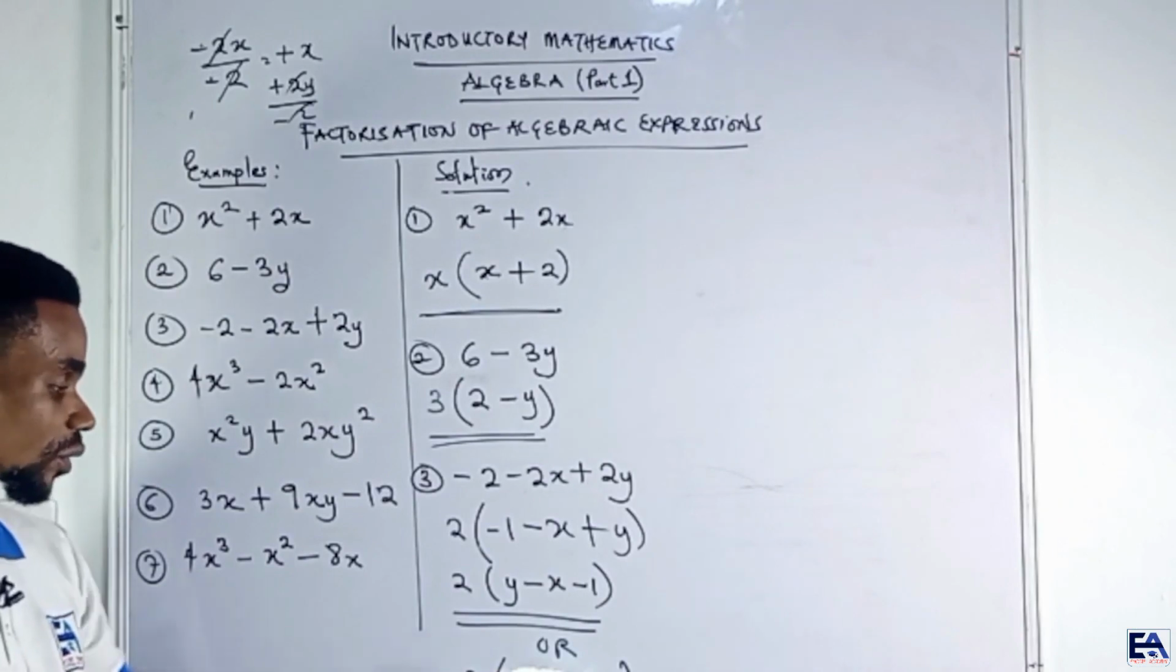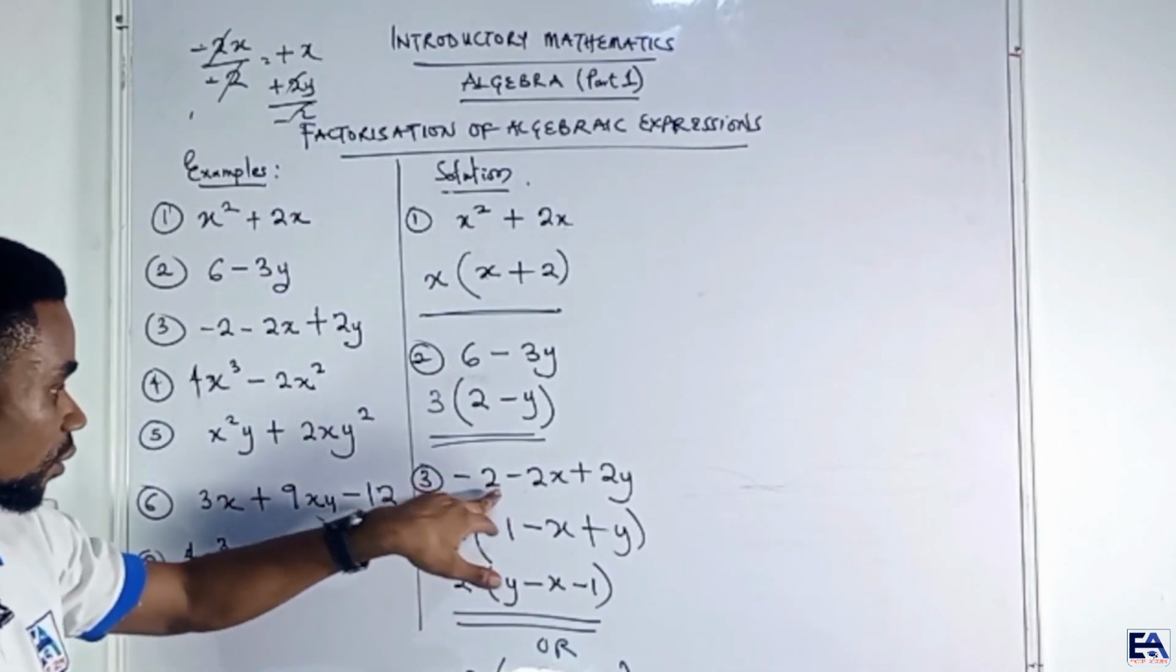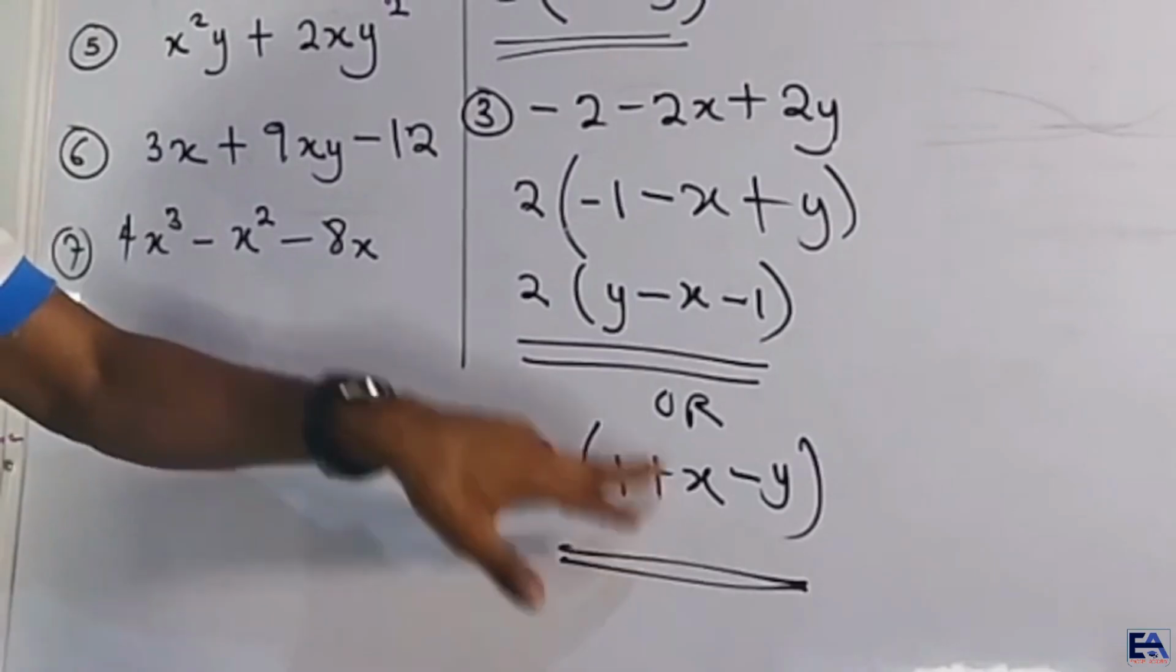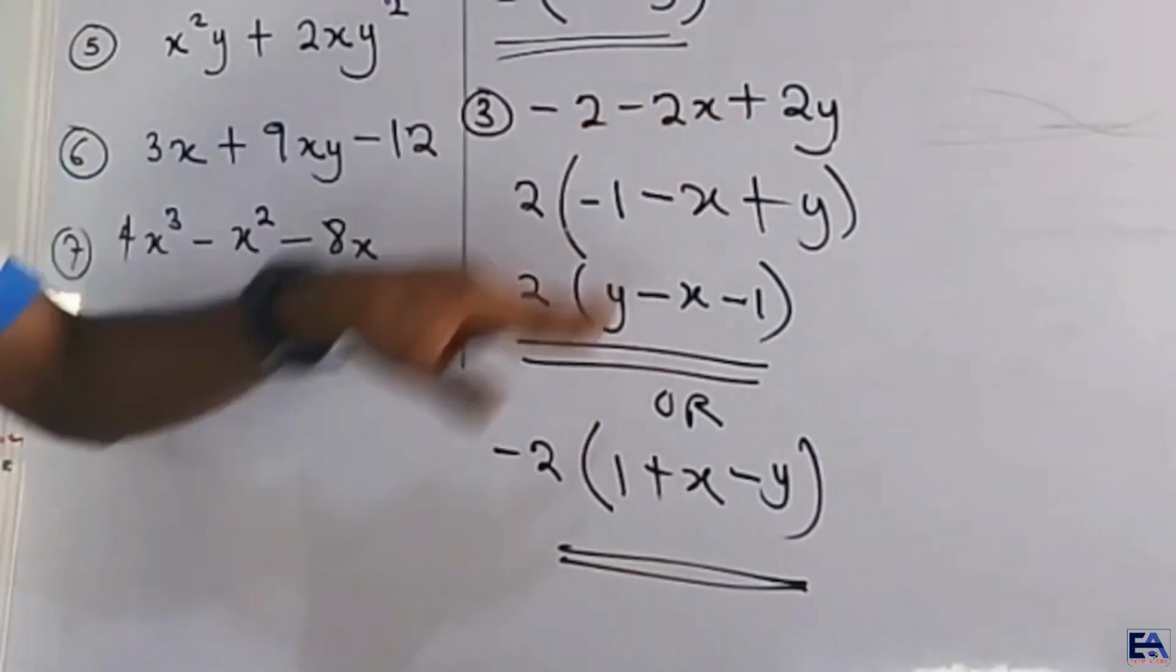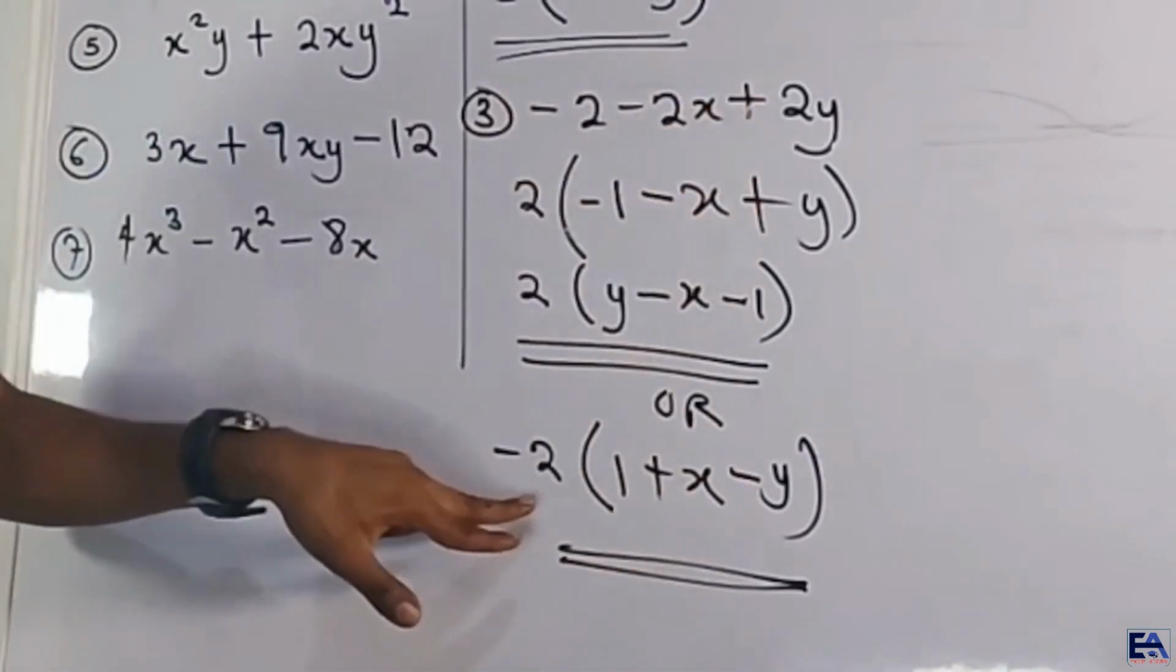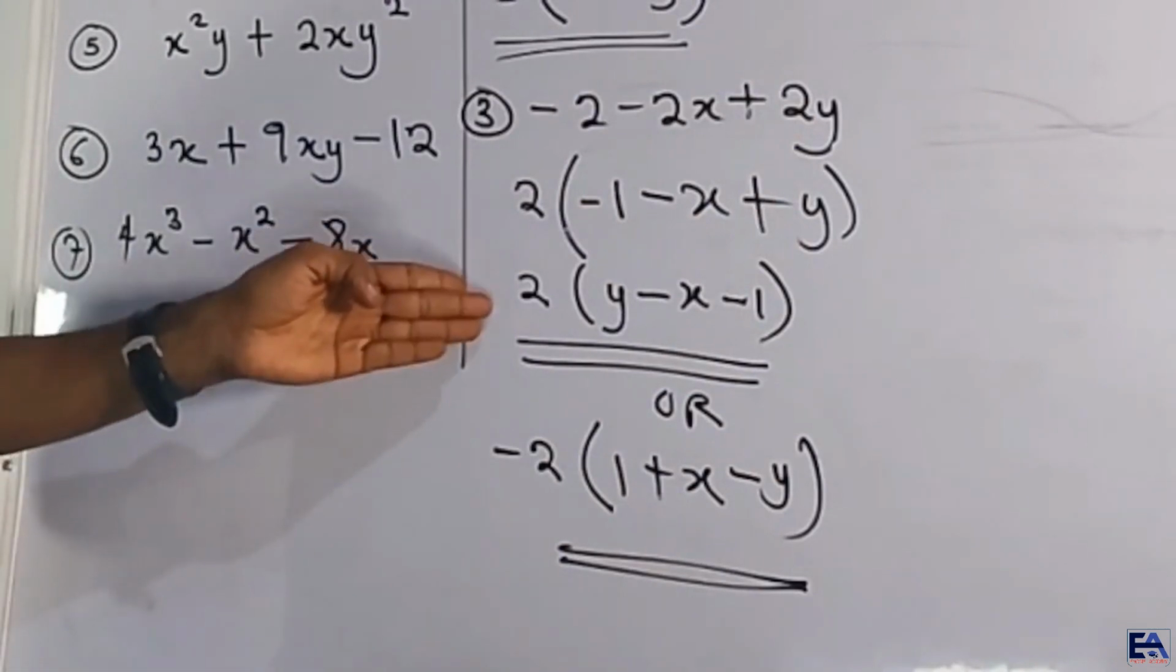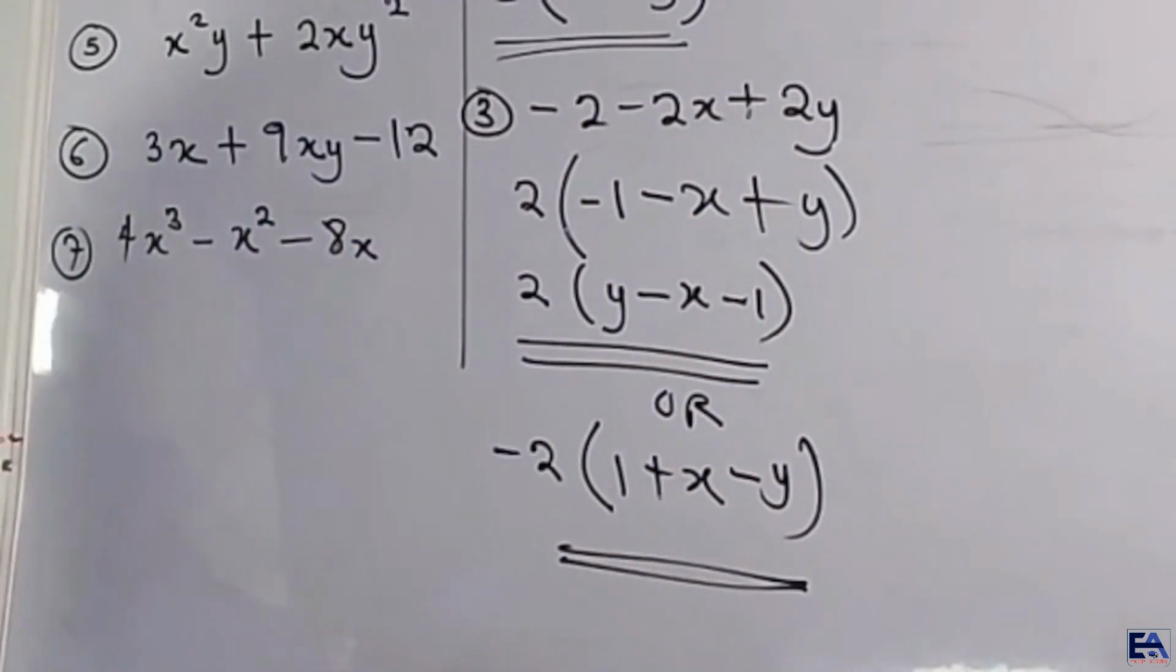Now, on this expansion, minus 2 times 1 will give us minus 2. So minus times plus is minus, 2 times x gives us 2x. Then minus times minus is plus, 2 times y gives us 2y. So this answer is correct mathematically. This answer is also mathematically correct.